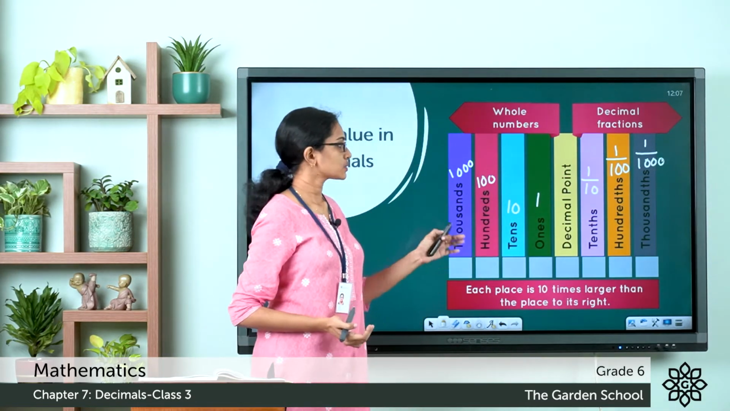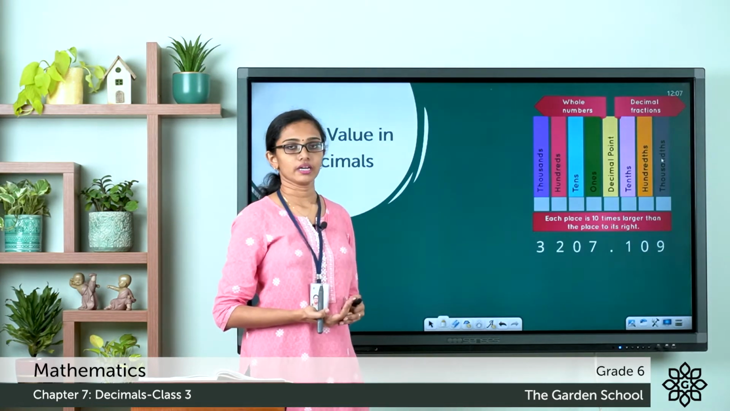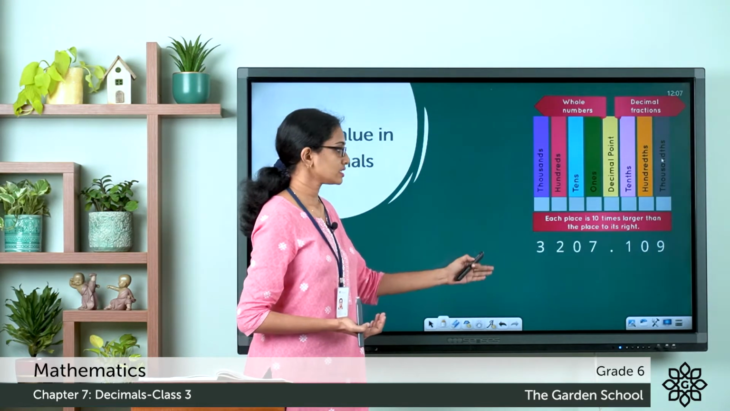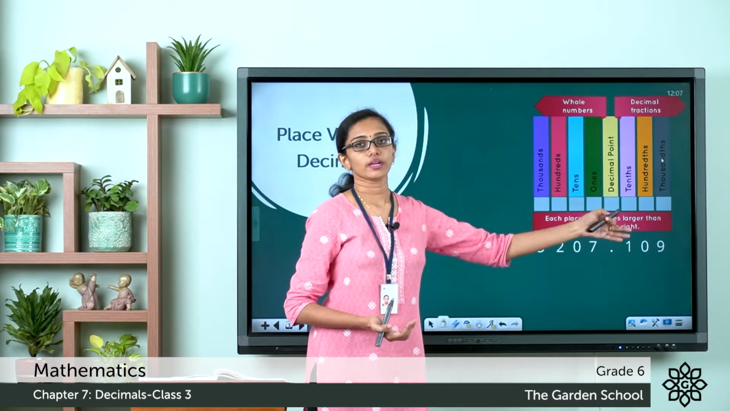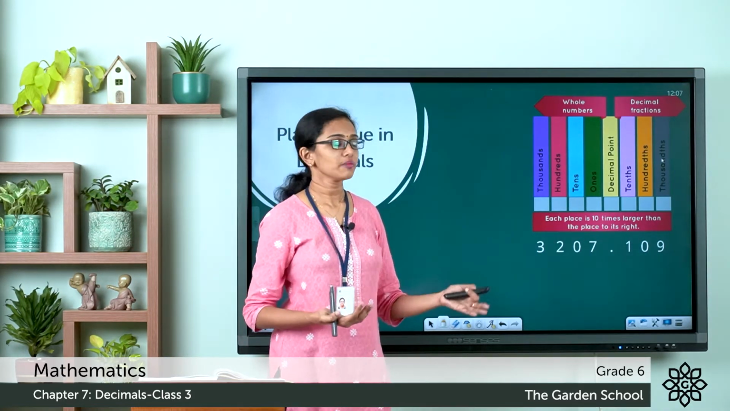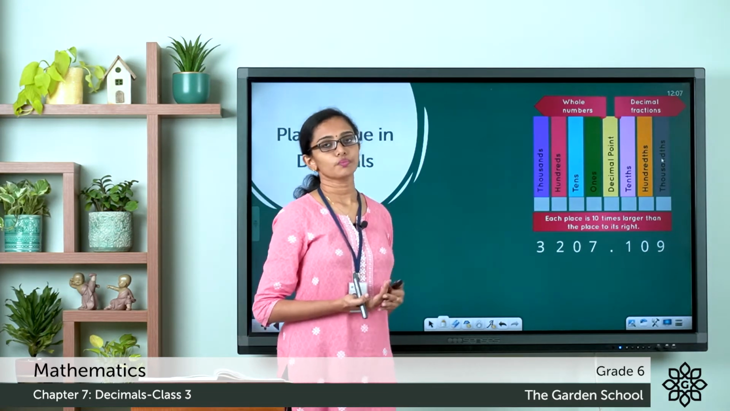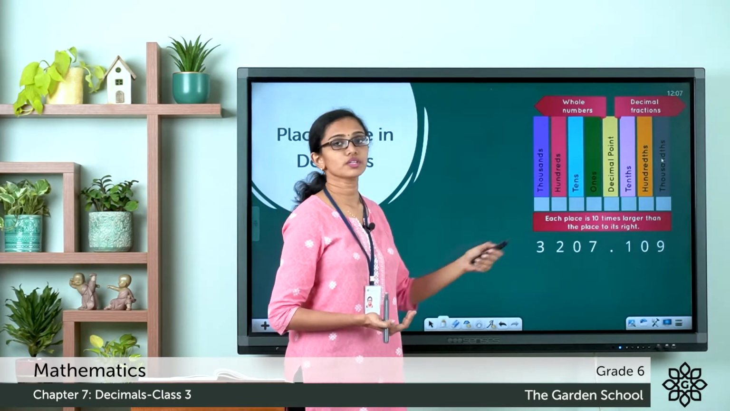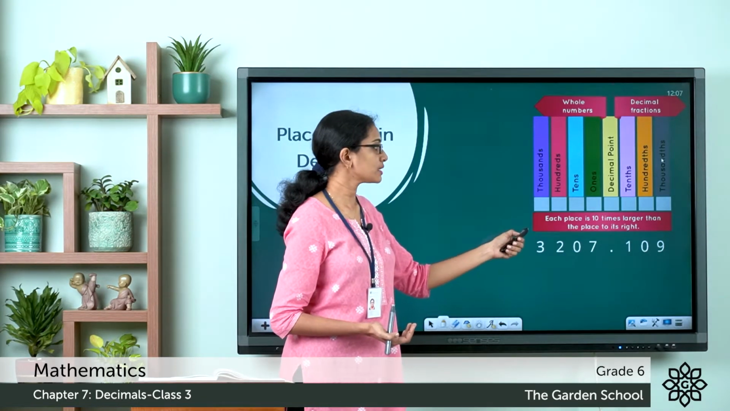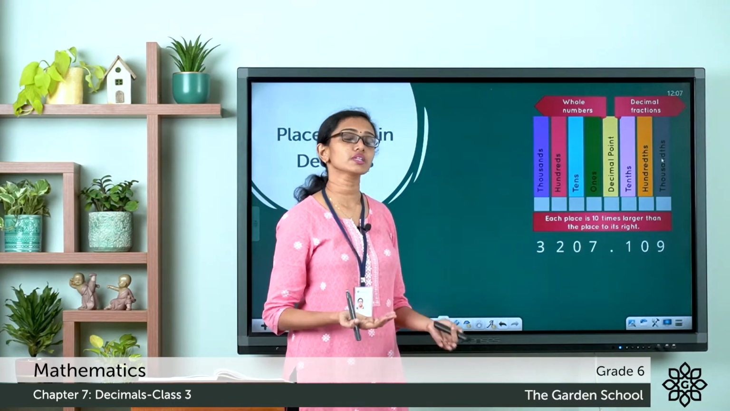Let's see this with an example to make it more clear. You have a decimal number here. How do you read this? It is 3207.109. Here I have placed the digits such that each digit comes under the proper column. The digit 3 is in the thousands column, so its place value will be 3 thousands, or 3 into 1000, which is equal to 3000.